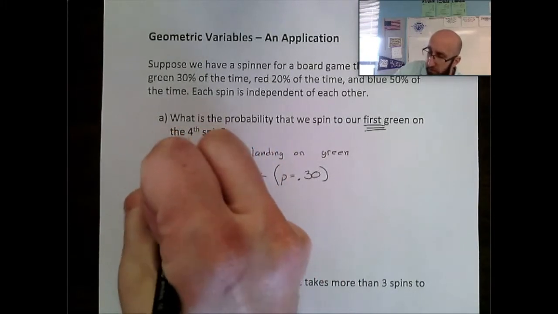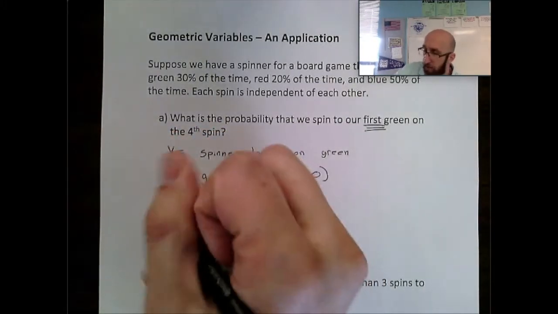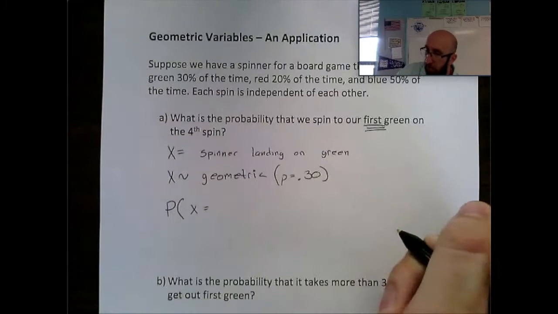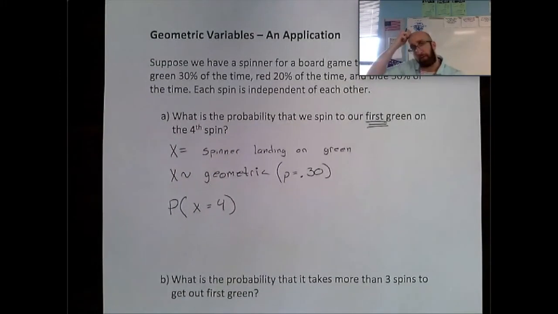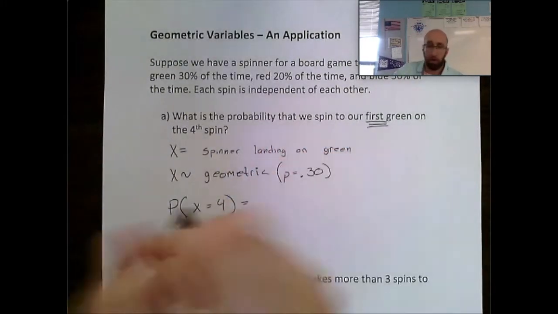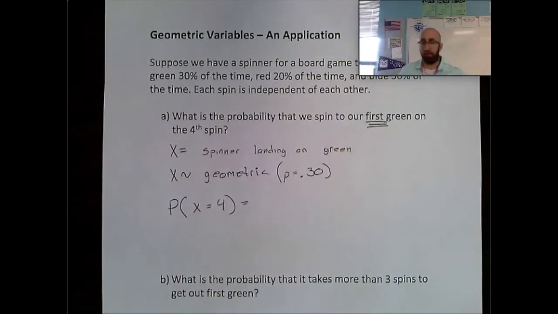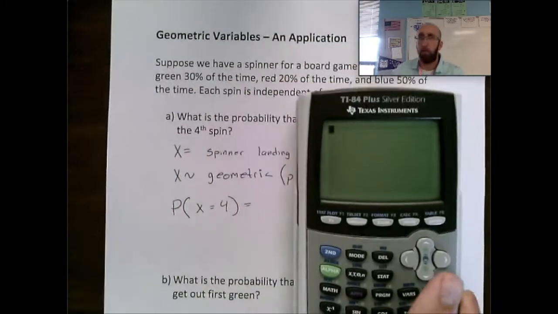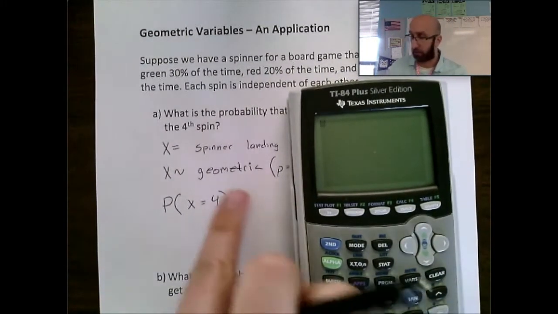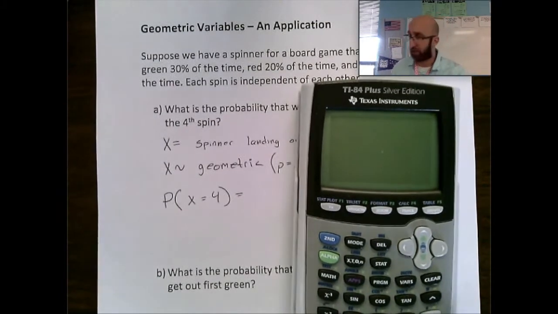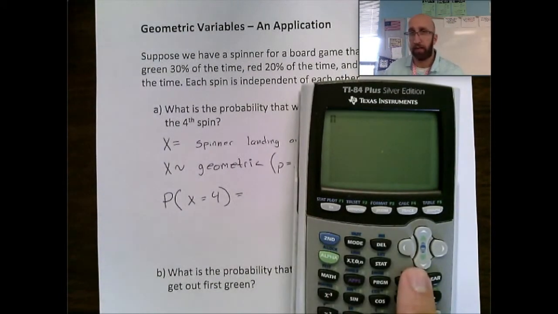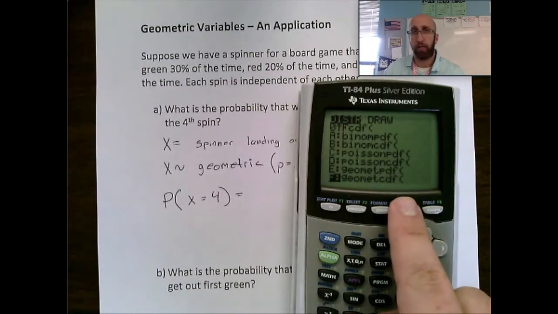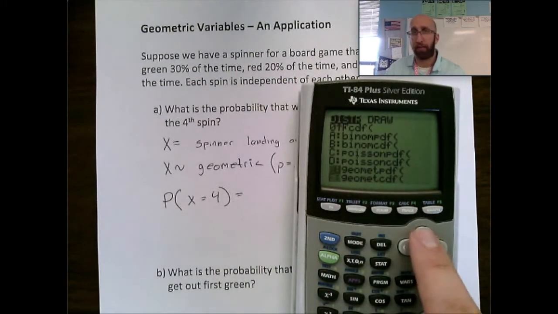So let's get some notation here. I'm trying to find the probability that the spinner lands on green on the fourth spin. So our first green on the fourth spin: probability that x equals 4. So what we're going to do in the calculator, and I've shown this in class before, we are going to use our geometric, since we are geometric, either a PDF or a CDF. So remember, to get to geometric PDF, CDF, you go to second distributions, and we want to get to the bottom. There's our geometric PDF and CDF.